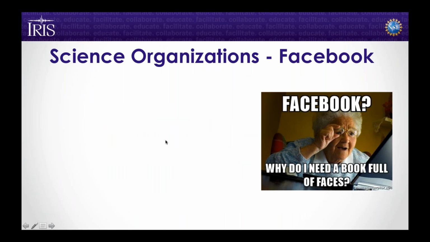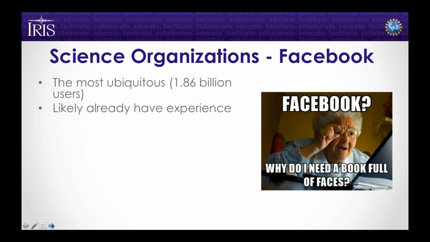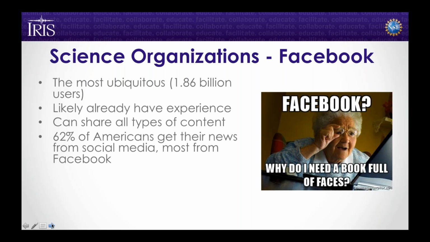If you're a science organization and you don't have a social media presence yet, I recommend that you start with Facebook. So Facebook is the most ubiquitous of all of the social media platforms. It has 1.86 billion users. If Facebook was a country, it would be the largest country in the world. You probably already have a personal Facebook page, which means you already have experience. The learning curve for that is going to be much lower, which means you're going to be productive more quickly. You can share all types of content, pictures, videos, you can create your own content, you can write blogs. So whatever you have, you can use Facebook to disseminate that information.